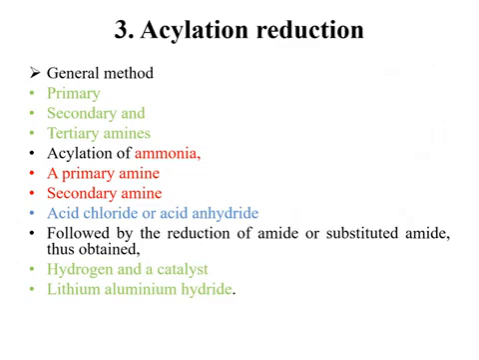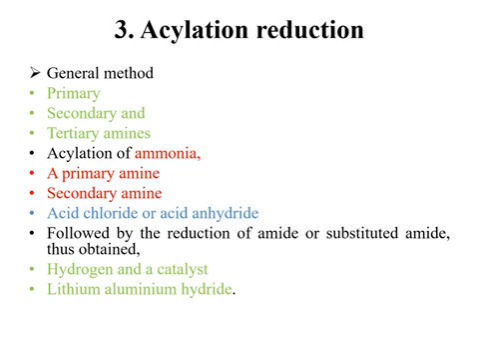Now we move towards the third category of general methods, that is acylation reduction. This general method for the synthesis of primary, secondary and tertiary amines involves acylation of ammonia, a primary amine or a secondary amine with an acid chloride or acid anhydride followed by the reduction of the amide or substituted amide, thus obtained, with hydrogen and a catalyst or with lithium aluminium hydride.